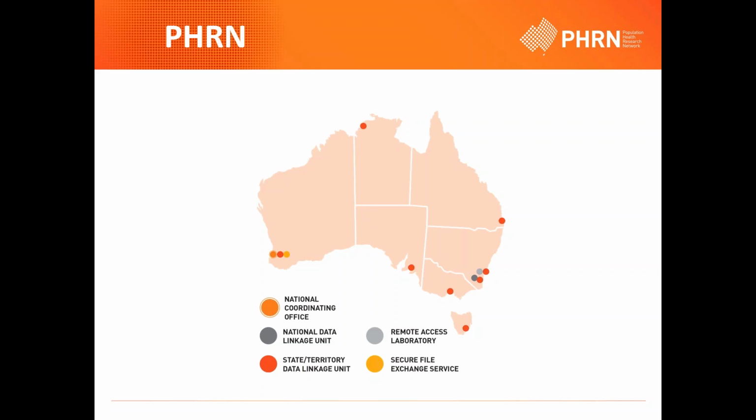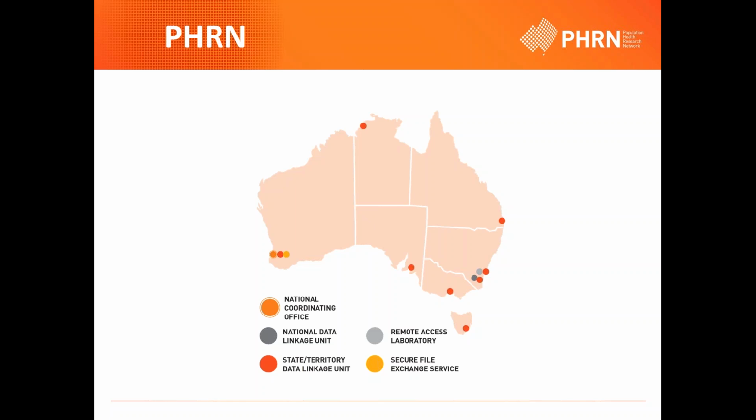Now, we've also got a light grey dot, and that represents a secure remote access data laboratory. That's a computing environment which allows researchers to access and link data for approved studies in Australia. And then we have the yellow dot, which represents our secure file transfer system, and this is run out of Curtin University. The secure file transfer system is known as Suffix, and that's one of the options that data custodians and data linkage units can use to safely and securely send files to the linkage units and researchers.